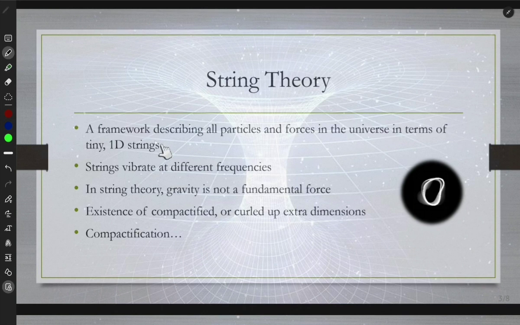String theory is a theoretical framework that attempts to describe all of the particles and forces in the universe in terms of tiny one-dimensional objects, which we call strings. According to string theory, these strings vibrate at different frequencies, and that is what gives rise to various particles in the universe. Those different frequencies can be interpreted as various different particles. Now, the fundamental building blocks of string theory are strings themselves, and they're assumed to be extremely small, so small that they're of the order of the Planck length.